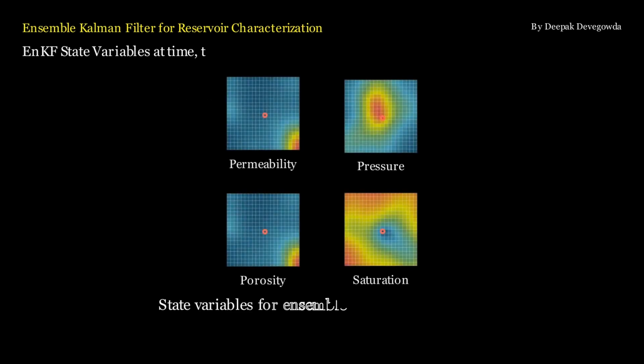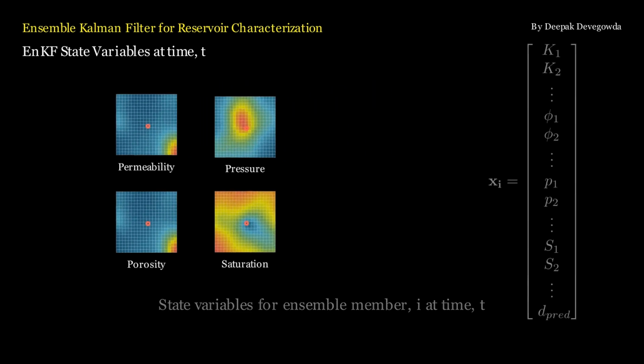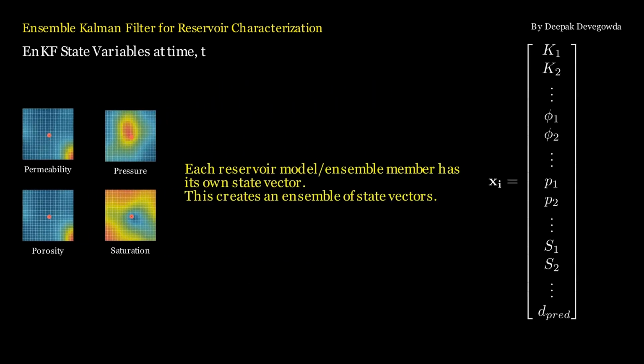Well, first we collect the state variables associated with each and every ensemble member. This includes the grid block permeability values, the grid block porosity values, grid block pressure values, and saturation values. So for each ensemble member, we have a collection or a vector of these different values. And for an ensemble of models, we're going to have an ensemble of state vectors. And this is what we're going to be using as an input to the Ensemble Kalman filter.